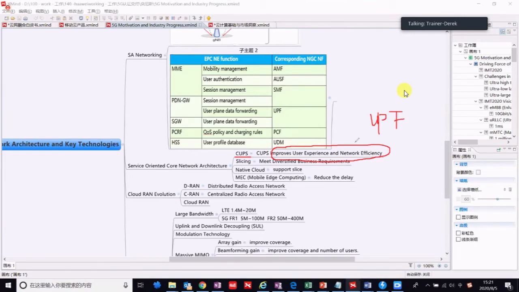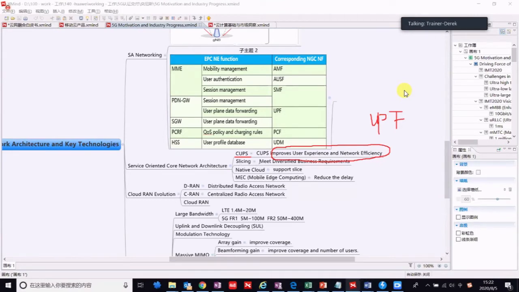And also, we can deploy CDN servers in the aggregation layer. So if you want to visit or download a video, you can visit the CDN directly and don't need to go through the IP transmission to the core network. It can save bandwidth and improve efficiency.